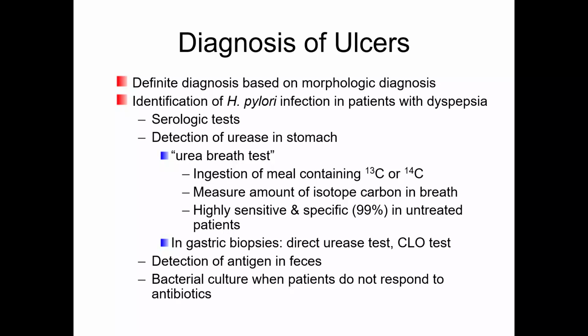And we also have the urease or urea breath test. So we would have the patient swallow radio-labeled carbon, so C13 or C14, that's incorporated into urea. H. pylori can consume urea, so when it does, it releases this radioactive isotope of carbon, and then the patient would breathe out, and if they start breathing out this radioactive carbon, then we know that H. pylori is likely present in the stomach. It's highly sensitive and specific in 99% in untreated patients.